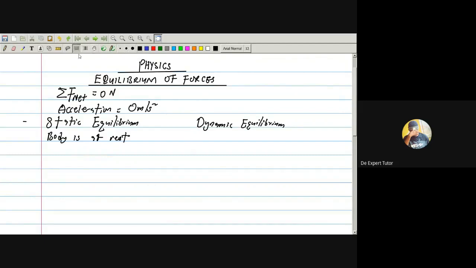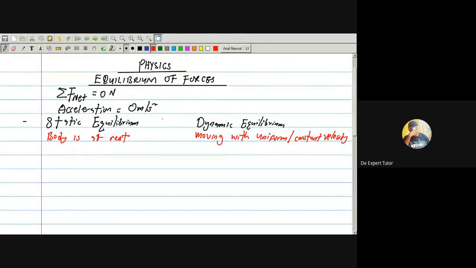When a body is at dynamic equilibrium, it means that the body is moving. The body is moving with uniform velocity. If you don't want to use the word uniform, you can use constant velocity. When the body is at dynamic equilibrium, the body is moving with uniform or constant velocity.